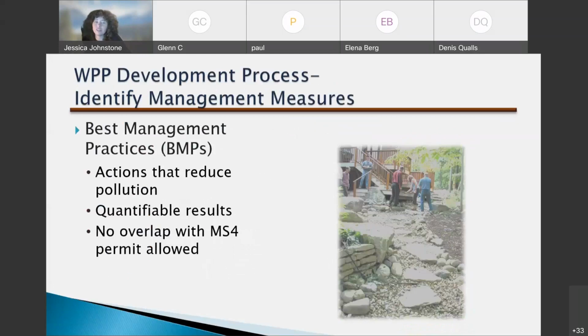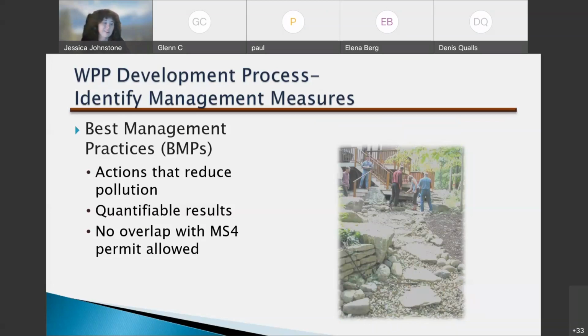Identifying your management measures, which we are here to talk about today. We also call these BMPs, best management practices. You'll hear that a lot on our end. You, as part of this process, will identify BMPs using the sources and estimated load reductions from your previous step, as well as stakeholder decision-making.